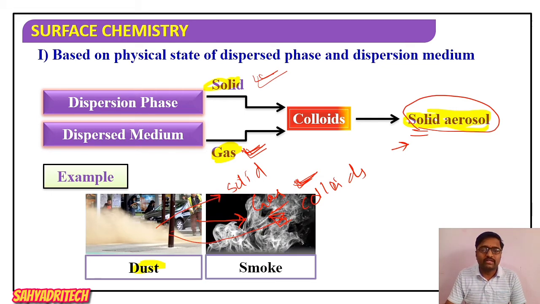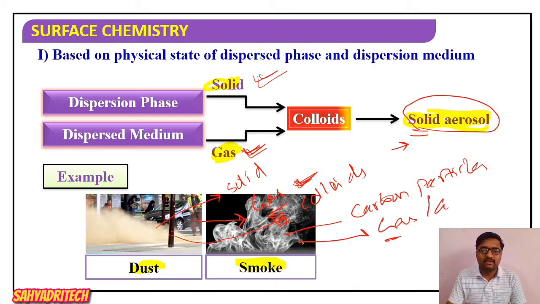Okay. One more example, if I consider smoke. What is smoke? Smoke is actually carbon particles. Carbon particles distributed in a gas, or I can say air. So these carbon particles dispersed in air, or I can say gas, is also an example for solid aerosol. So these are the two well-known examples for solid aerosol. One is dust, another one is smoke.